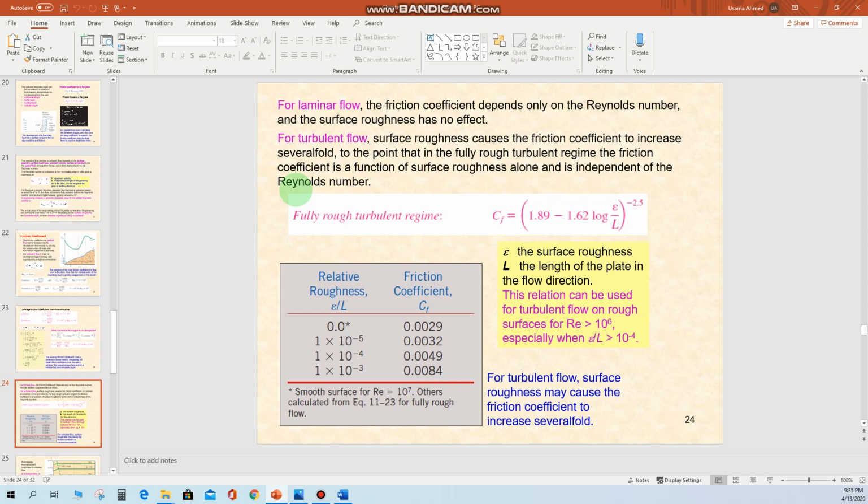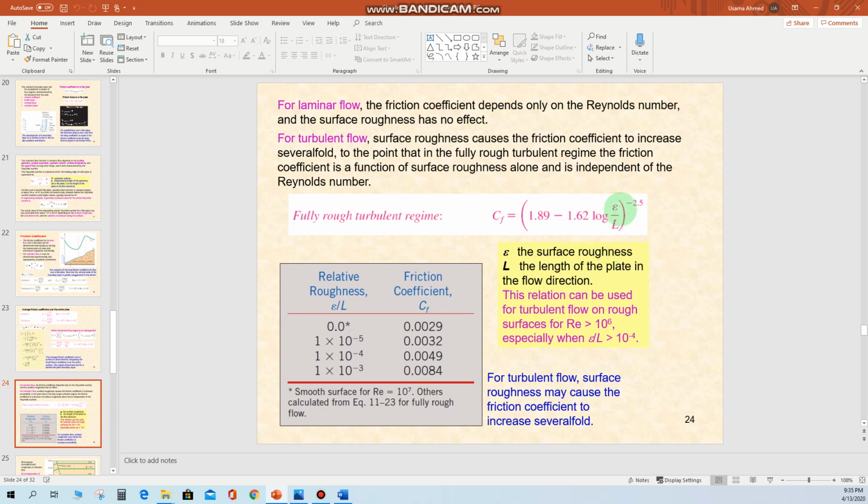So for example, if it is given in the question that you are dealing with a fully rough turbulent flow, then you can use this equation to estimate the friction coefficient for the entire surface. Epsilon here represents the surface roughness, and L represents the length of the plate in the flow direction, so it represents the characteristic length.